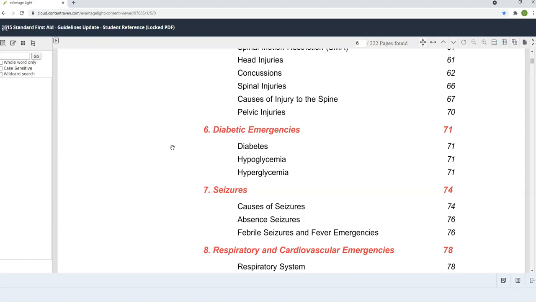We're going to see what each of them means and how you can differentiate one from another. Then chapter 7 will be about seizures. Causes of seizures will be considered, absent seizures, which is a type of seizure, febrile seizures, and fever emergencies. We're going to look at that as well.